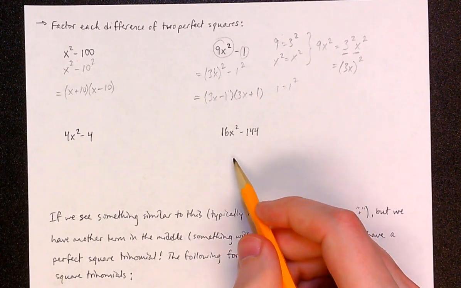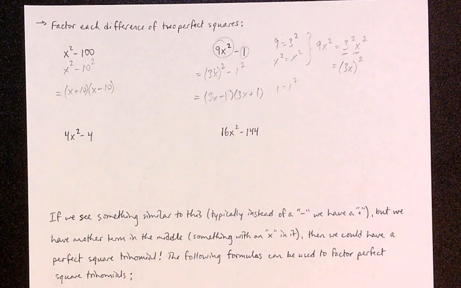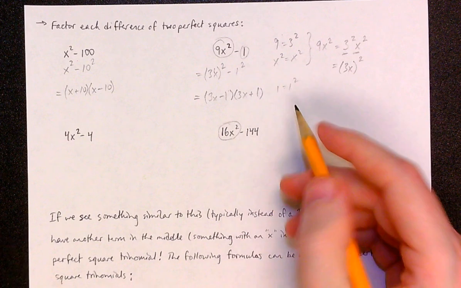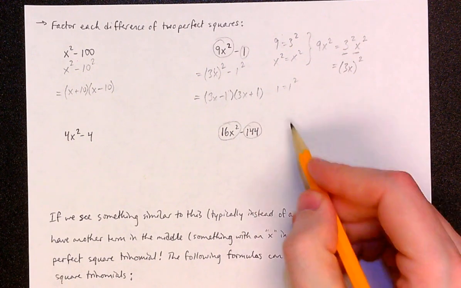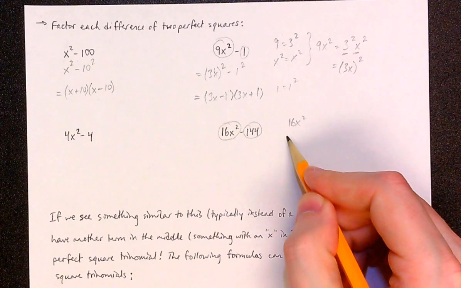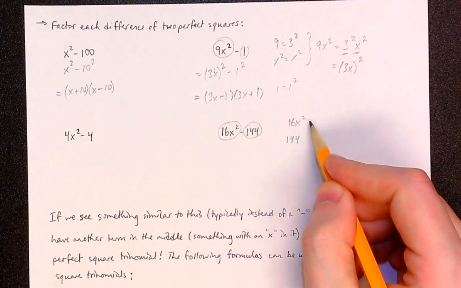We'll do the fourth one here. Try the third one on your own. The 16x squared and 144.